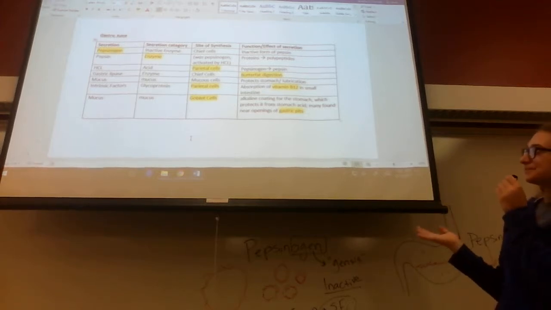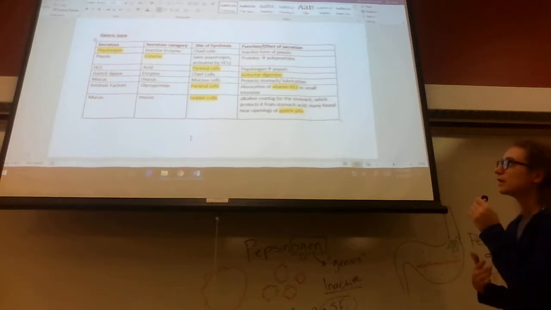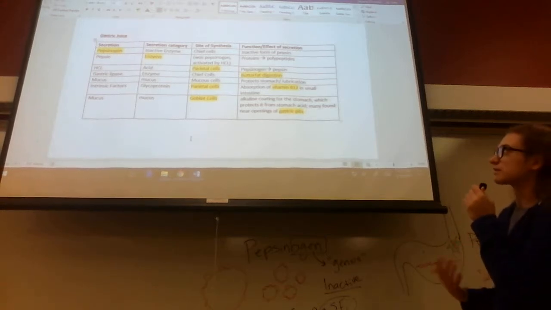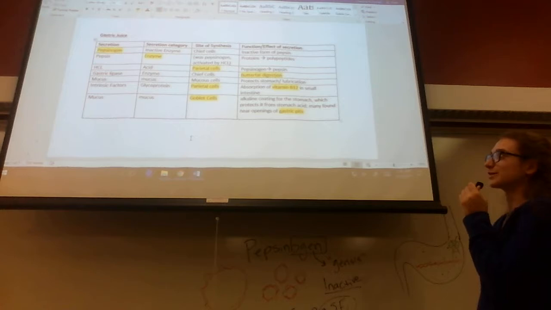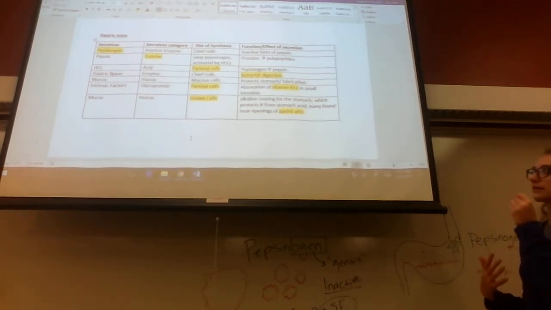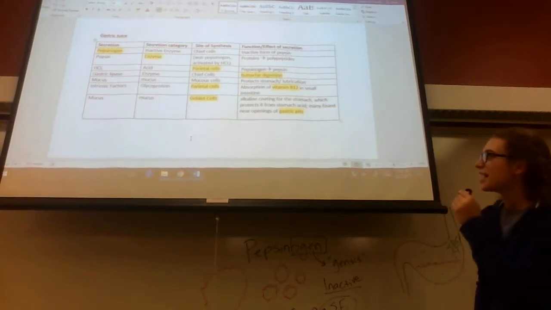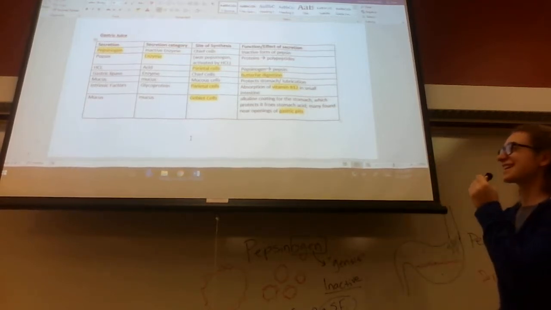So that is gastric lipase. Mucus, which we all love. Mucus is categorized as mucus. It is secreted by mucus cells, and it protects the stomach, and it lubricates everything. So that's nice. We like our mucus. Actually, my stomach's up here.